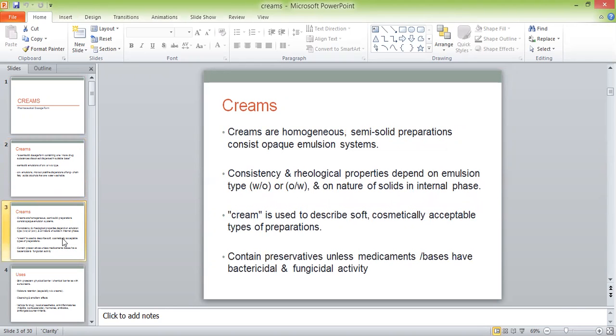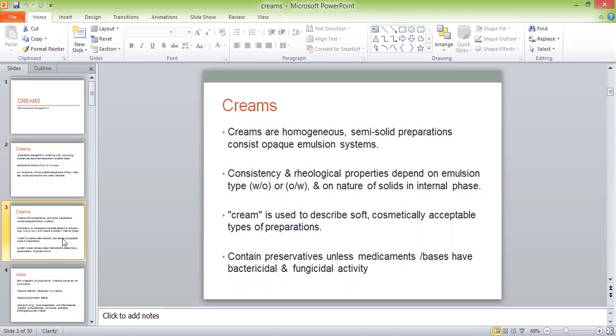Creams could also be defined as homogeneous mixtures or semi-solid preparations which consist of emulsion systems. As I have already told you, they are emulsions either oil and water or water and oil type. Their consistency and their rheological properties depend on the type of the emulsion in which they are formed, and also on the nature of the solids in the internal phase.